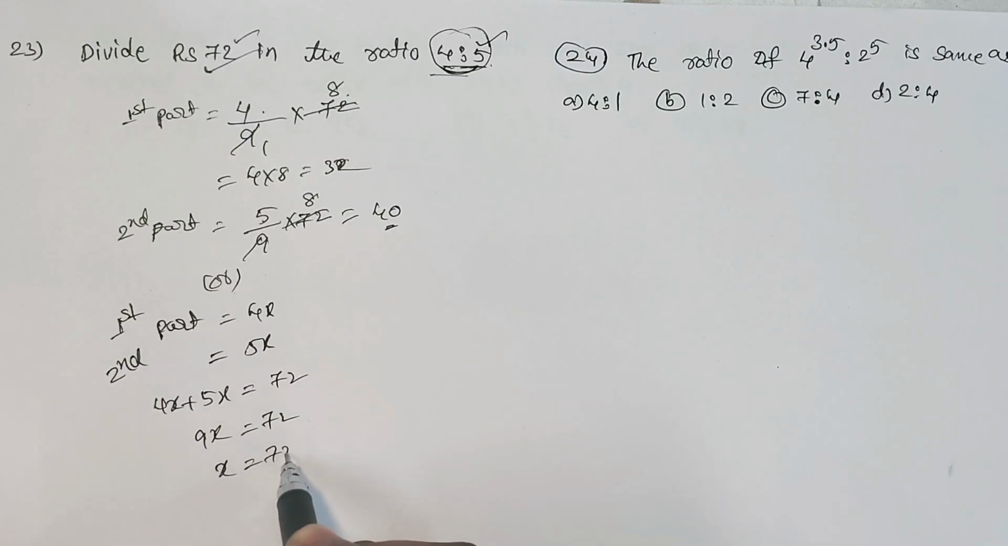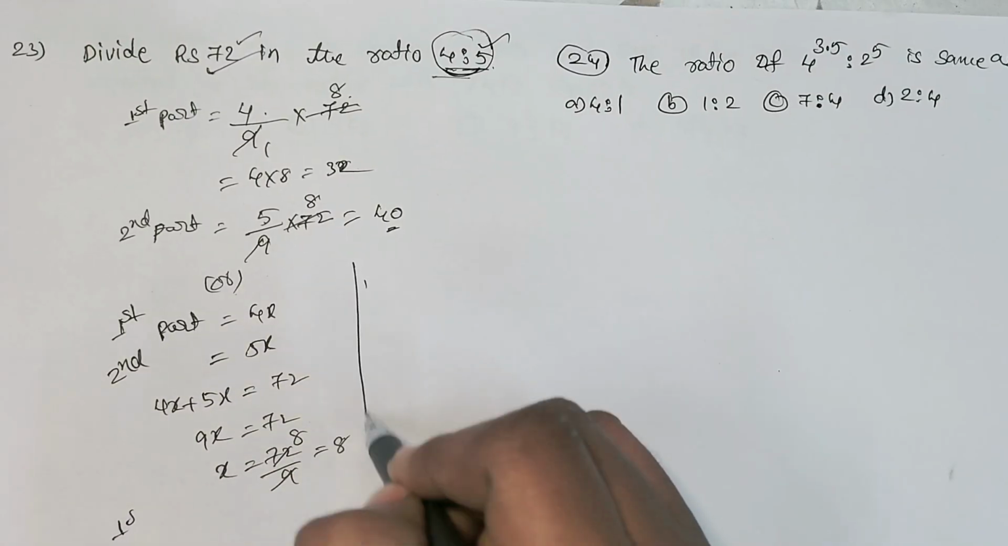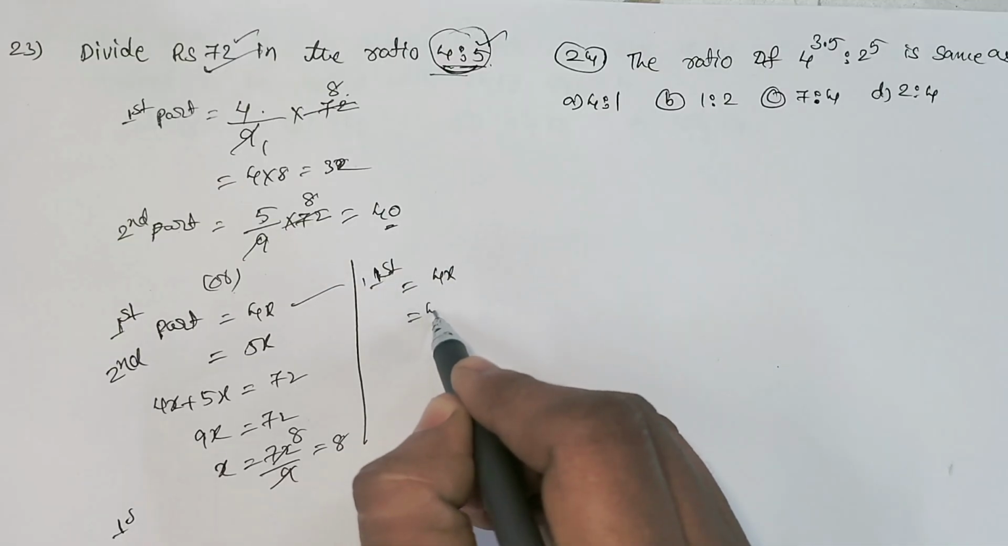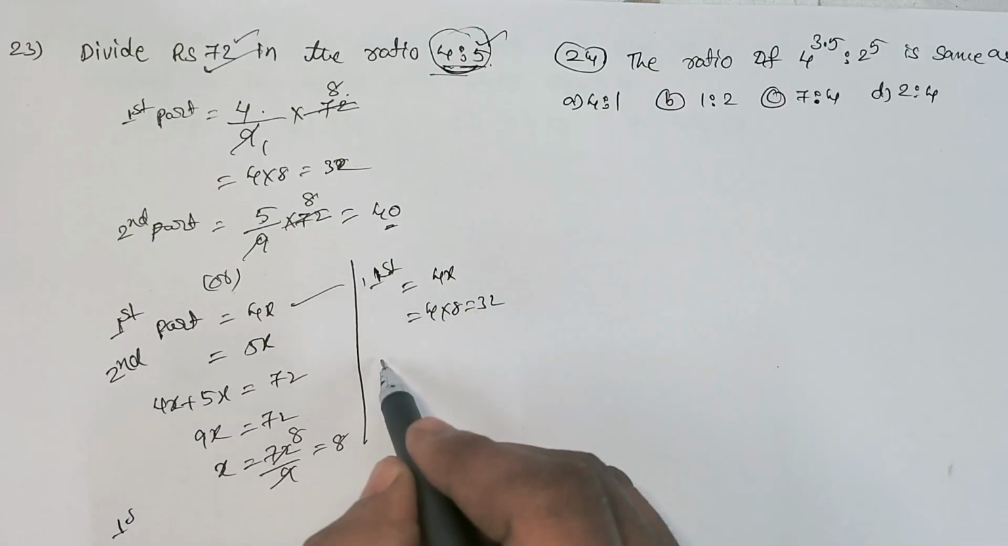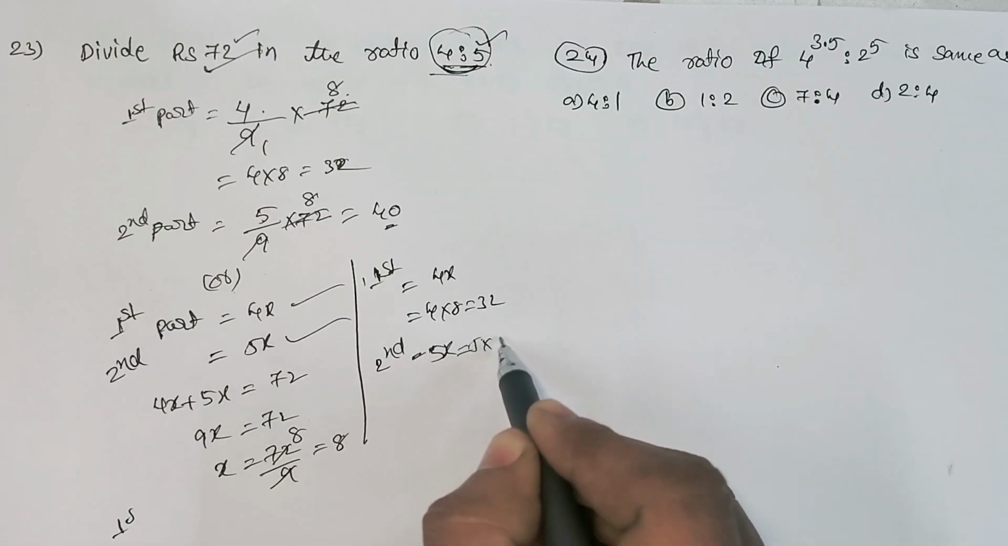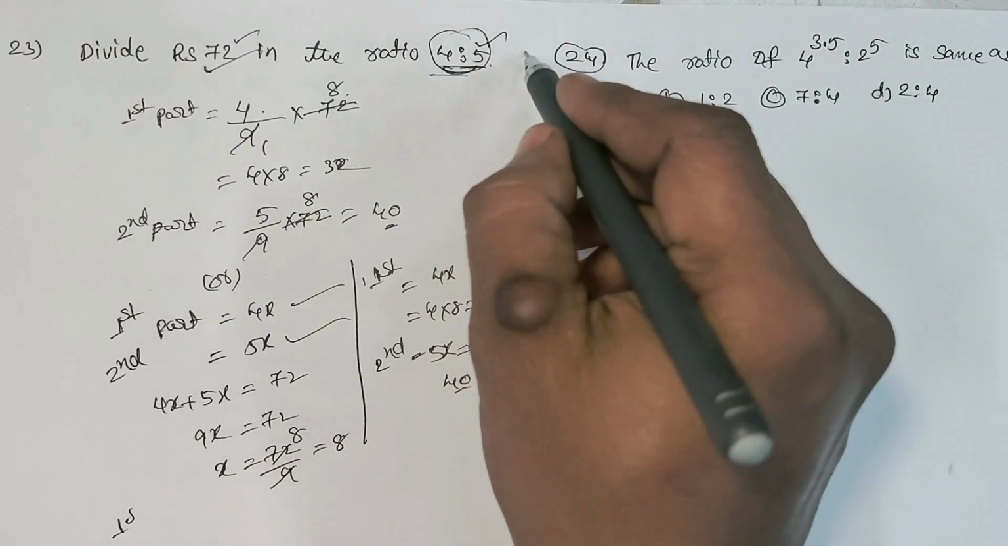So x is equal to 72 by 9, that is 8. So x is equal to 8, we got. We are asked to find out the first part. Using this we can find the first part as 4x. 4x means 4 times 8, that is 32. And the second part is 5x, that is 5 into 8, 40. So the second part is 40.